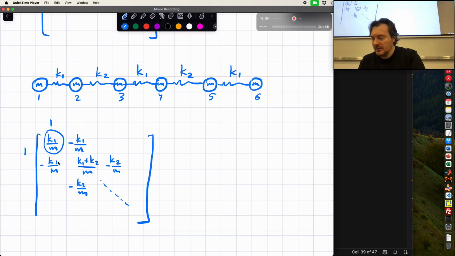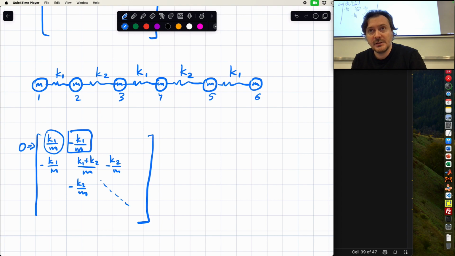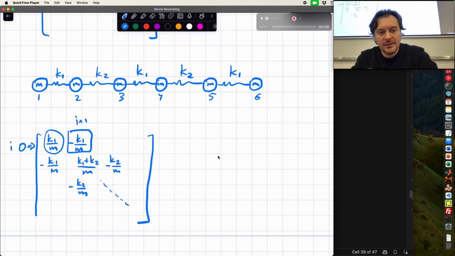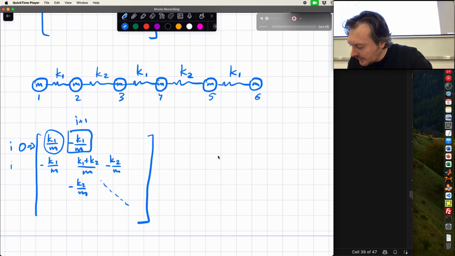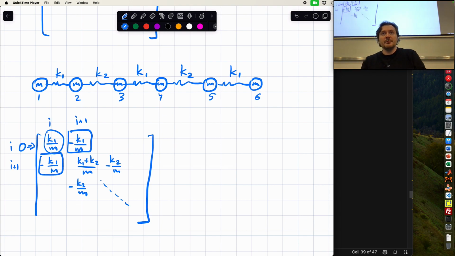No, it's not wrong. It's just zeroth. So this is the zeroth row, and I have minus k1 over m over here, right? Because it's I, and this is I plus 1. I write minus k1 over m there. But I also write I plus 1, I, minus k1 over m because of this one. This one is also minus k1 over m. Yes? Good? We are going somewhere with this, I promise.